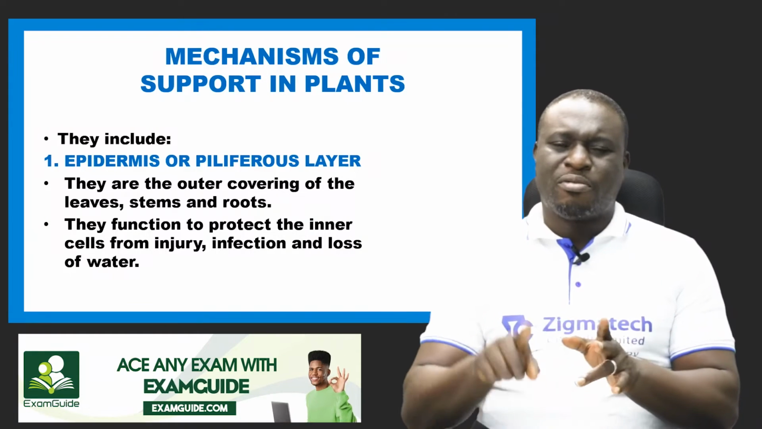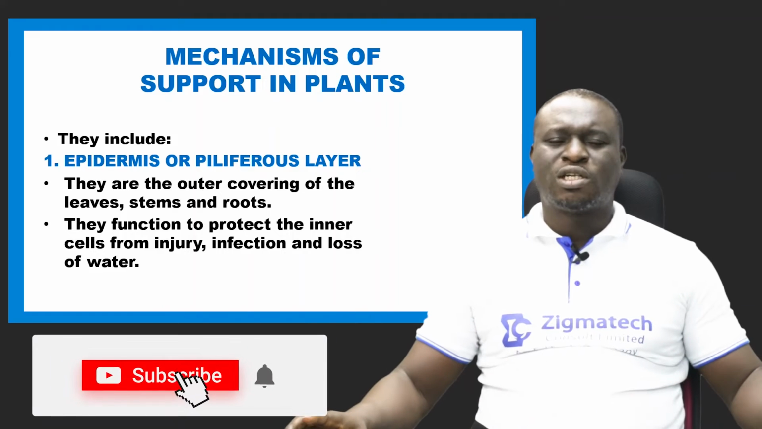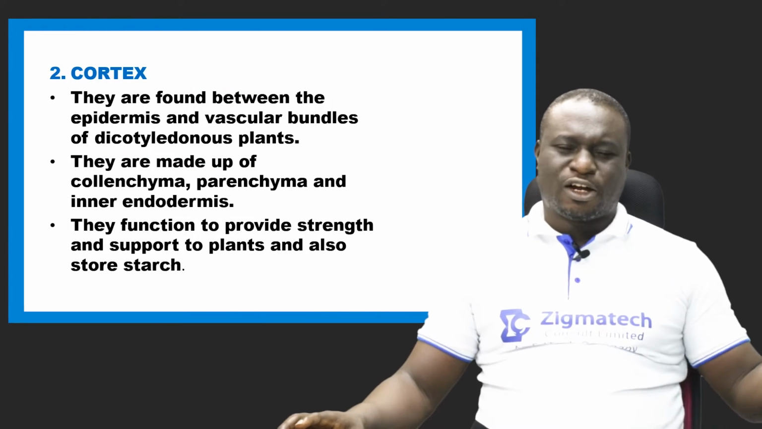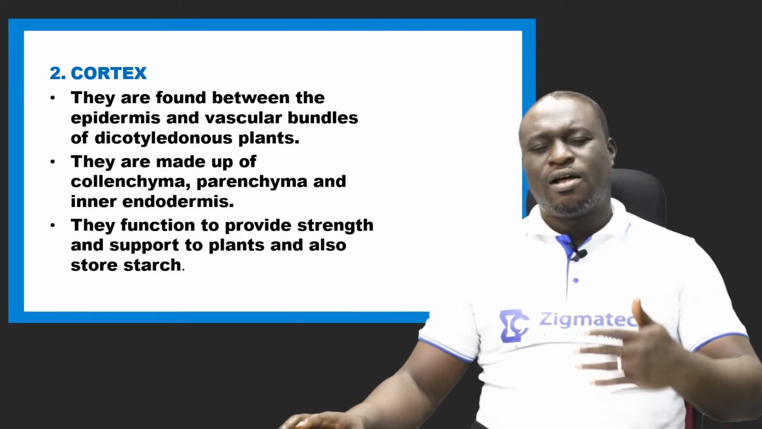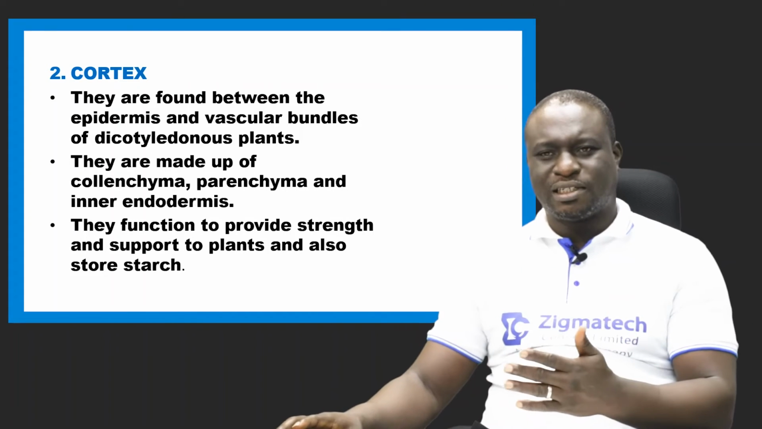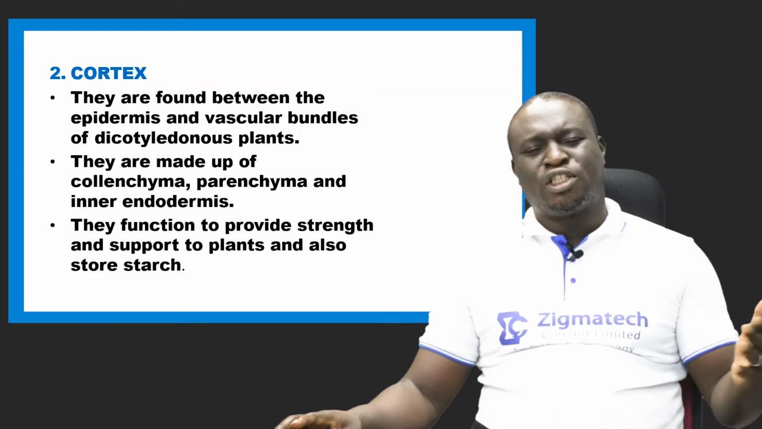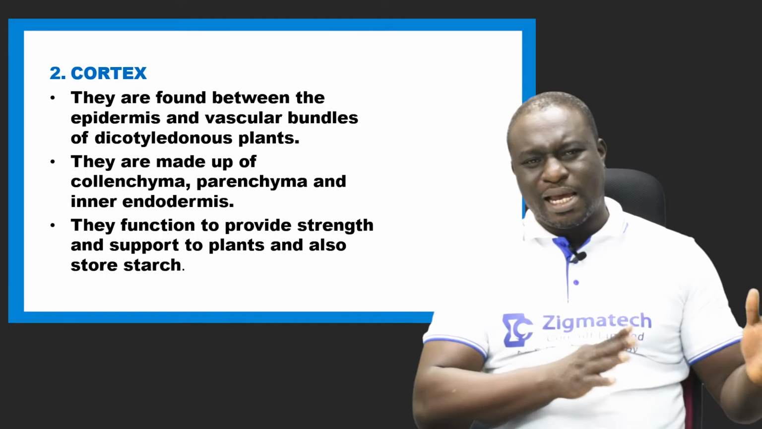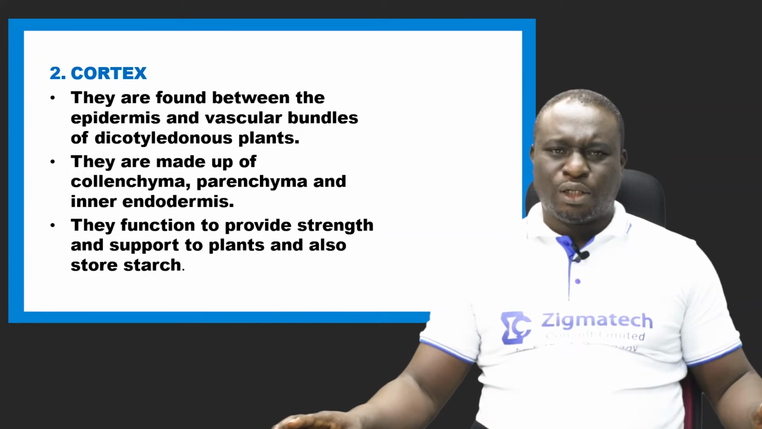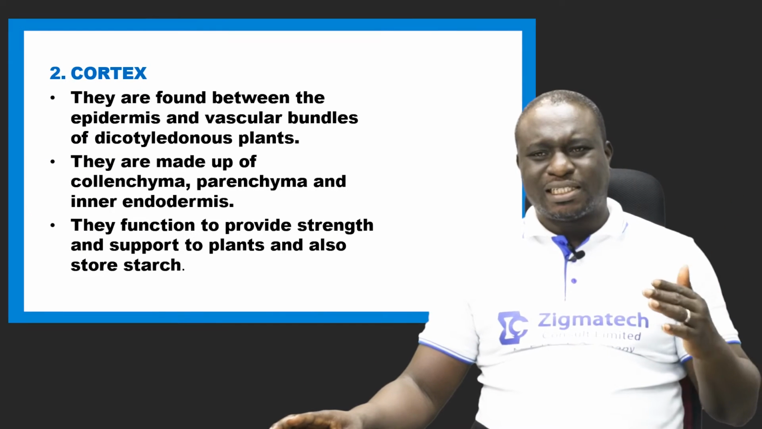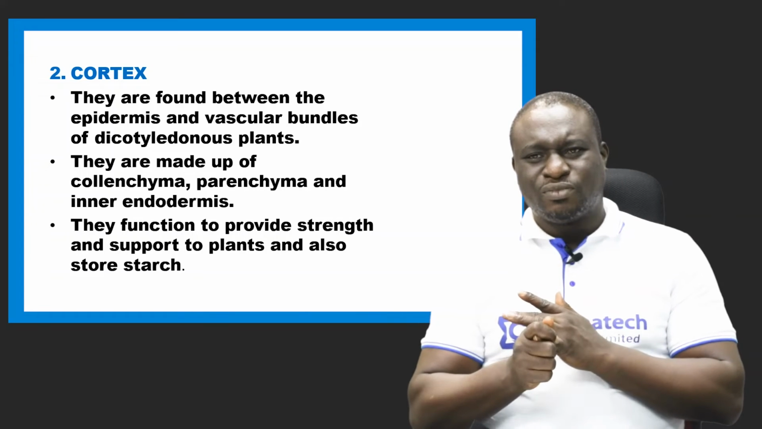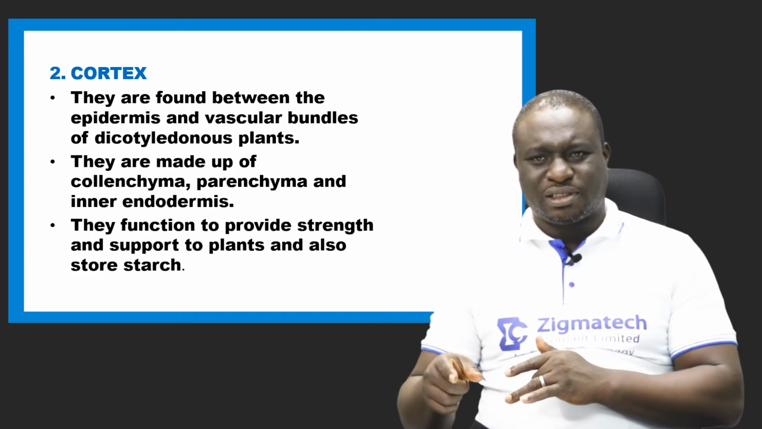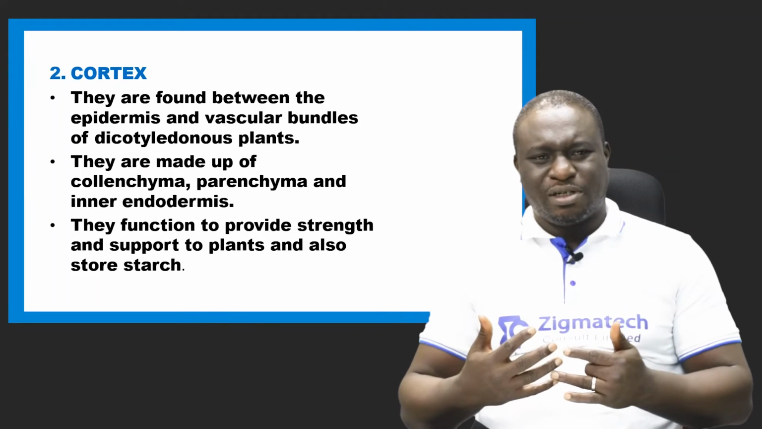Protection from injuries, from infections, and then also from what? Water loss. Number two is the cortex. In the course of our diagrams, you might have seen labels of the cortex. The cortex is usually found between the epidermis and the vascular bundles in dicotyledonous plants. The cortex is made up of collenchyma, parenchyma, and also the inner endodermis.